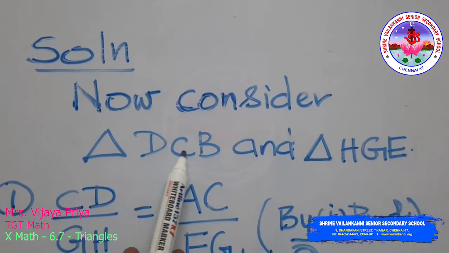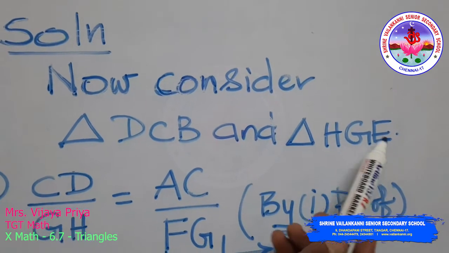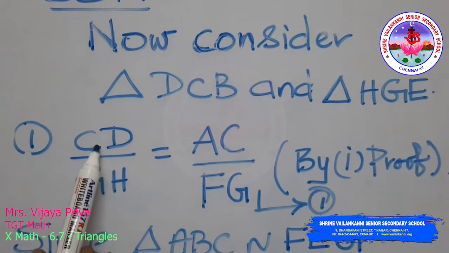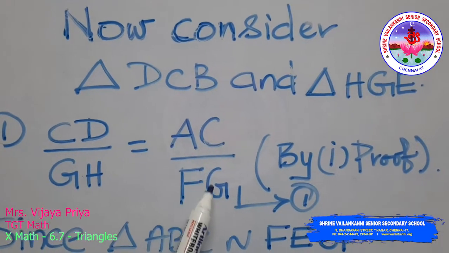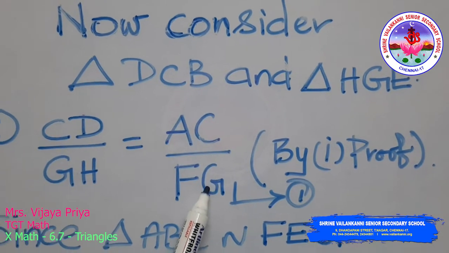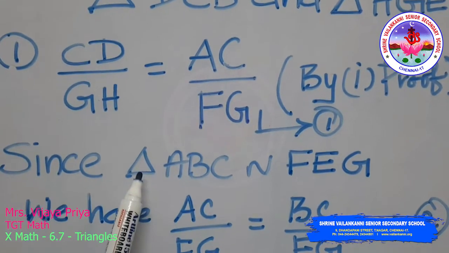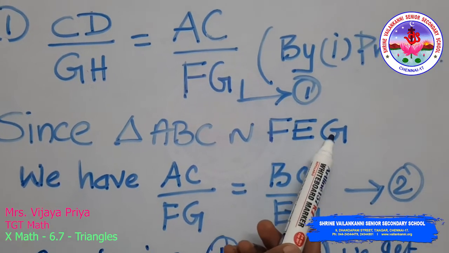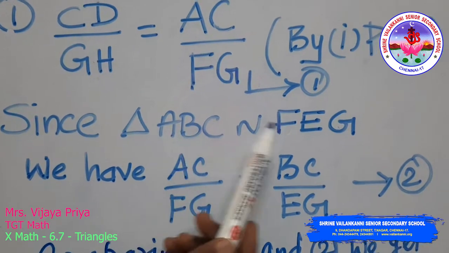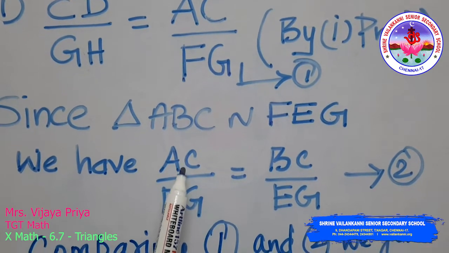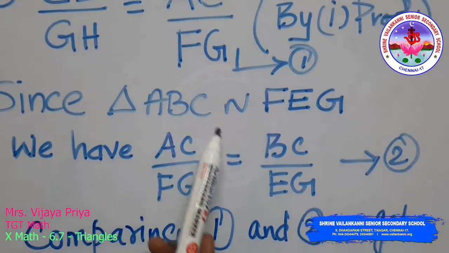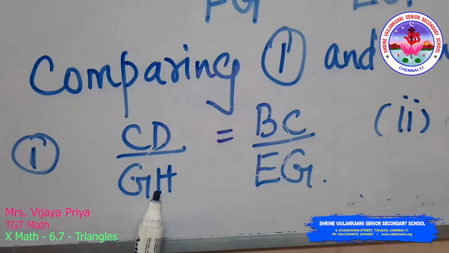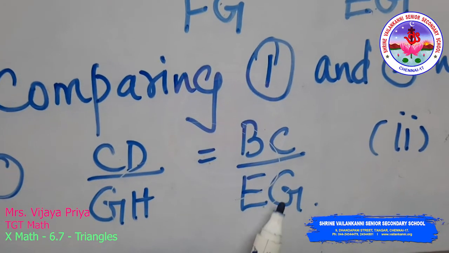Consider triangle DCB and triangle HGE. Already by the previous proof, that is the first proof, we got that CD by GH is equal to AC by FG. Then the next one: it is given in the statement that triangle ABC is similar to triangle FEG, so the sides of these two triangles are in proportion. So I am writing AC by FG is equal to BC by EG. Comparing 1 and 2, we get CD by GH is equal to BC by EG.